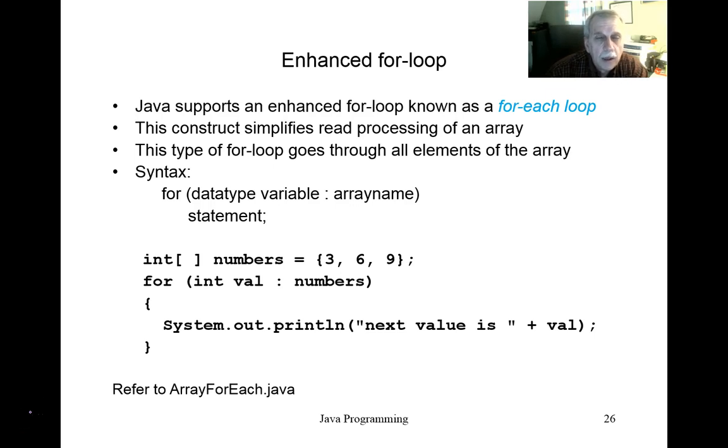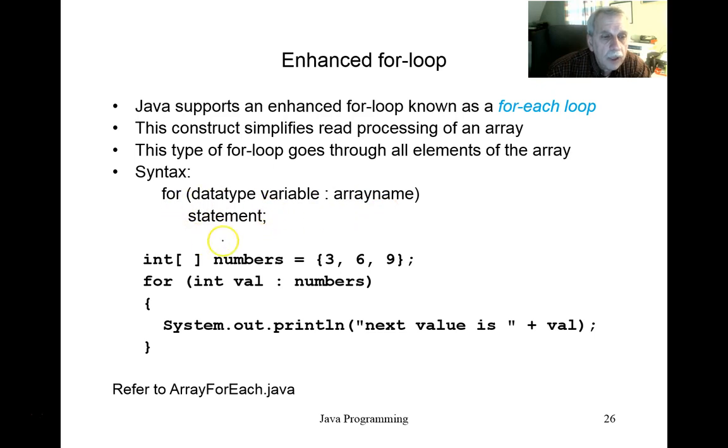The idea being that the loop will process or iterate through each of the elements within the array. For each element, we will access that element and process it according to the instructions within the body of the loop. So how is this implemented? The way it's implemented is we would say for, and then we define a variable which is of the same data type as the base type of the array. Then a colon, and then the name of the array.